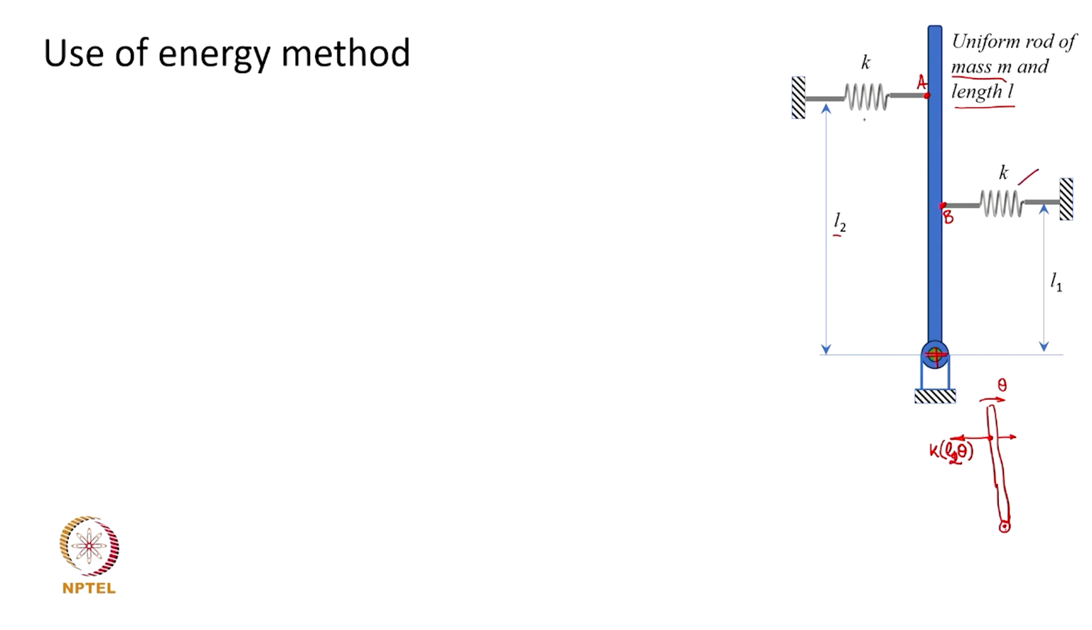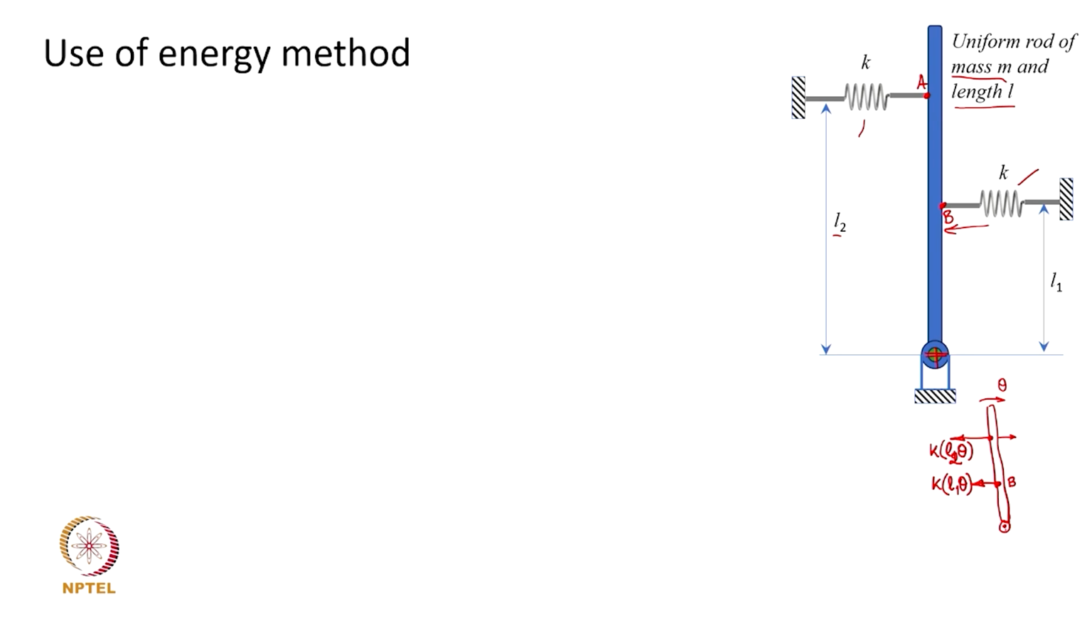get compressed, this spring is going to get stretched for clockwise theta motion, and therefore, at this point of connection at point B, the restoring force is going to be again in this direction, because this compressed spring is going to restore the bar to the equilibrium position, and then the restoring force is going to be K into L1 theta. That is quite straightforward.